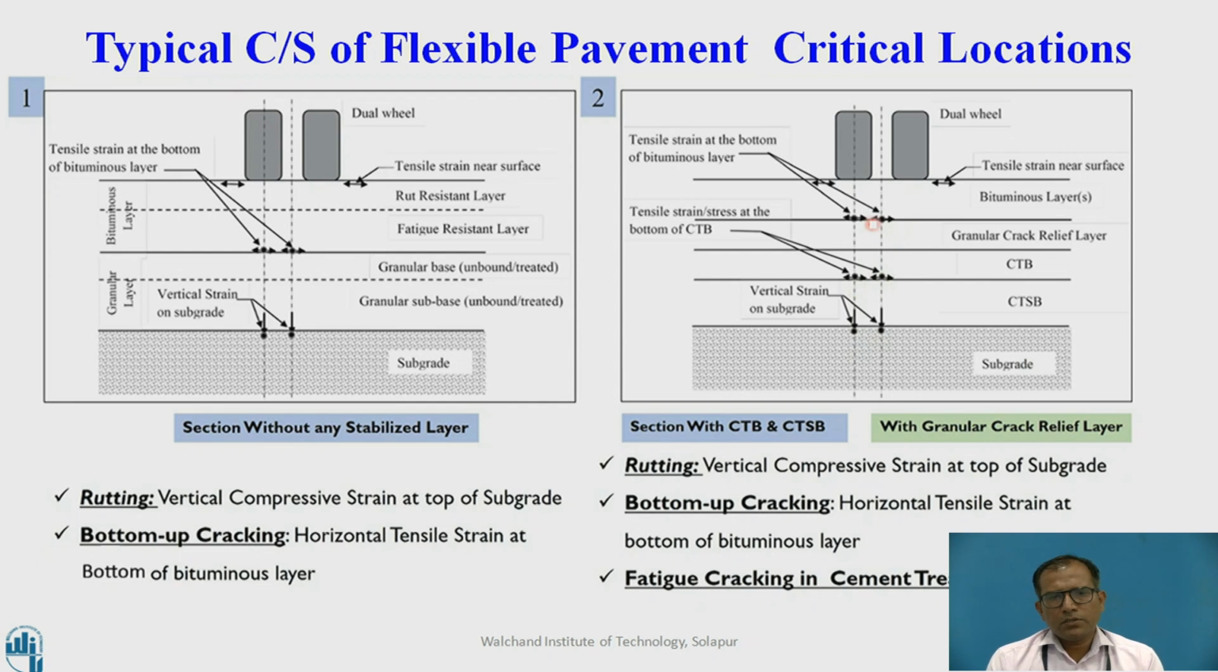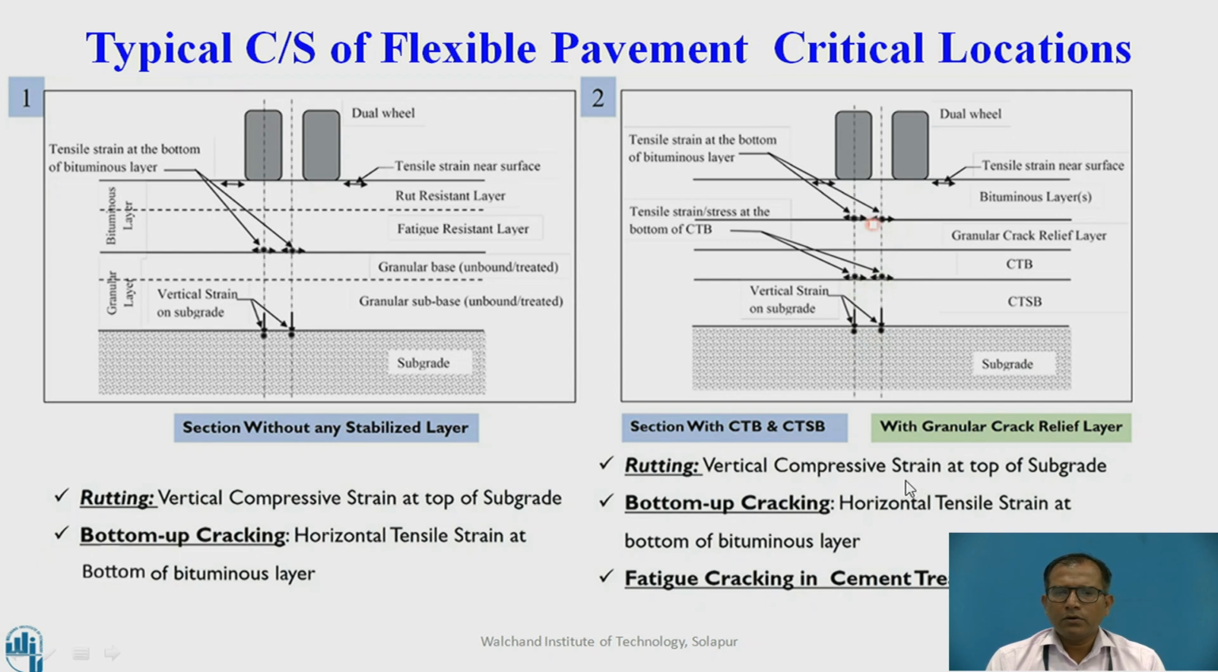The various combinations are given by IRC 37. You are free to select any combination. The first combination is the conventional pavement: subgrade, GSB, that is granular subbase, wet mix macadam, and DBM, BC. So if you are going for conventional pavement layers, you have to calculate the rutting strain at the top of the subgrade, below the wheel path and away from the wheel path, and at the bottom of the bituminous layer we have to calculate the allowable strains.